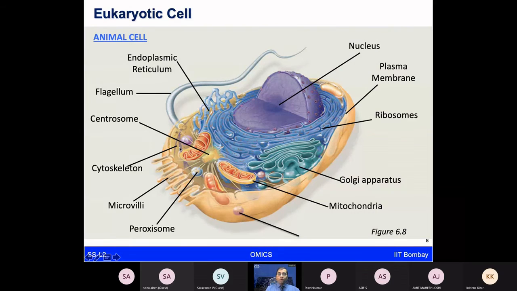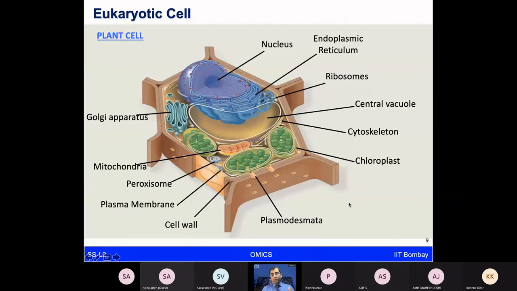I'm not going into too much detail about all of these organelles, but these are various organelles which are essential for the function of the cell, right? I will talk about some of their roles, but right now I'm just giving you a macro picture of how a eukaryotic cell looks. A similar concept is also in the plant cell.